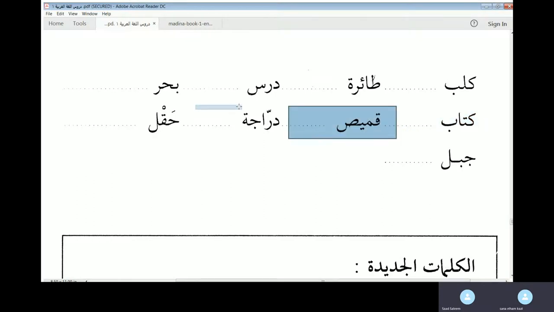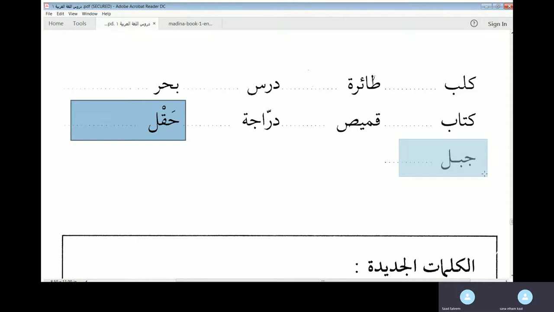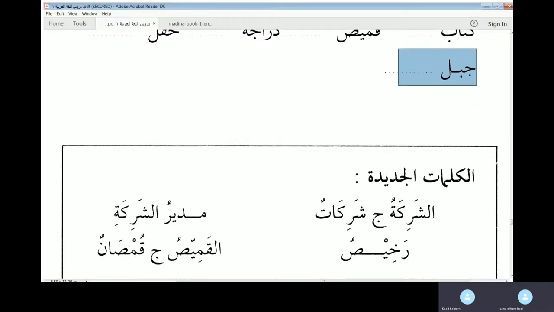Khamisun, khumsanu. Darajatun. Haqlun. Haqlun means field, khet. Haqlun, huqulun. Jabalun, jibalun.